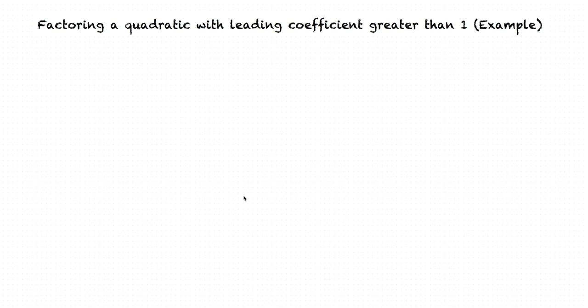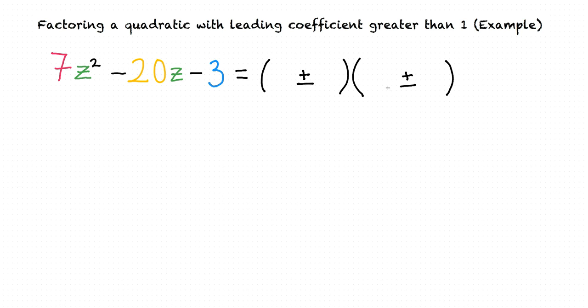In this video, we'll be doing an example of factoring a quadratic equation with a leading coefficient greater than 1. Here's an example: 7z squared minus 20z minus 3. We want to factor this, meaning we want to write it as the product of two binomials: something plus or minus something else, times something plus or minus something else. We want these two things to multiply to equal 7z squared minus 20z minus 3.